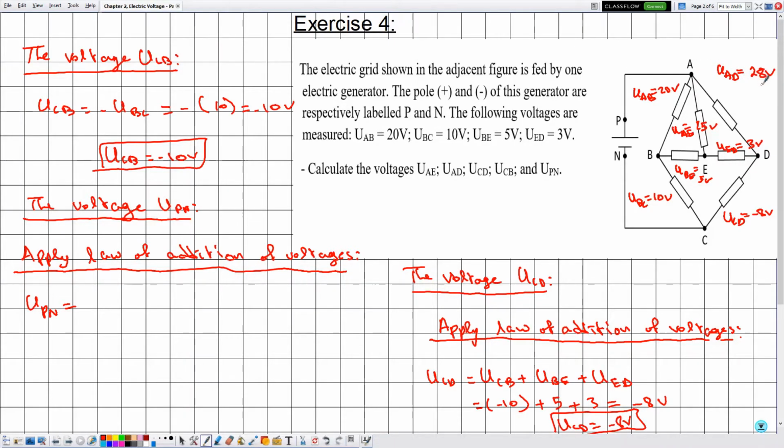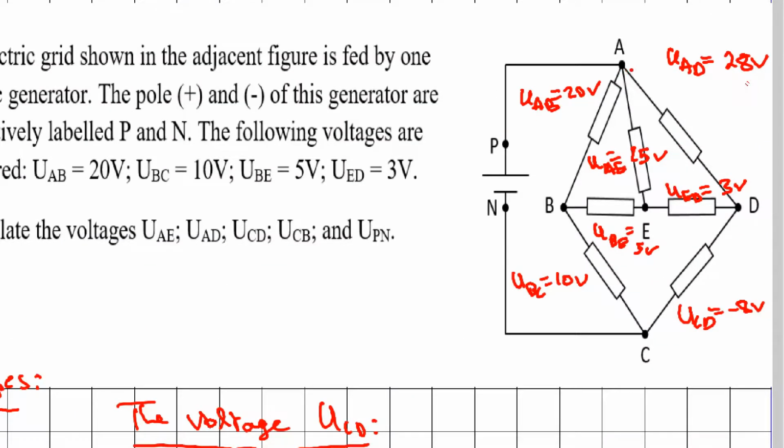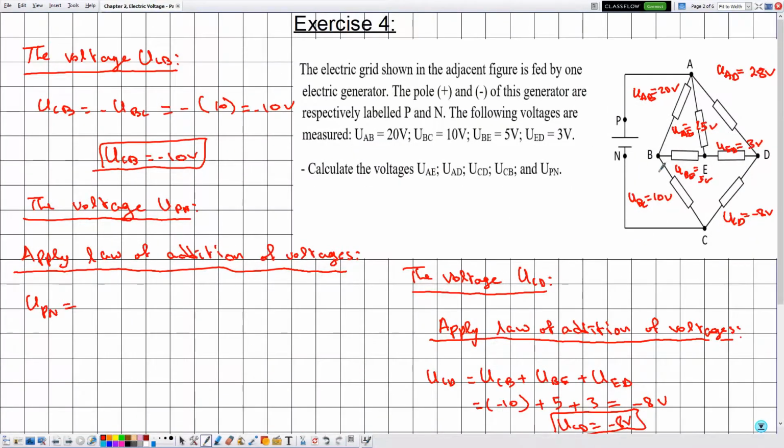So here for example we can go from P to A to B, B to C, C back to N. So this is one example. Another choice, we can go from P to A to E, E to D, D to C, C back to N. Another choice of a loop is given by P to A to D, D to E, E to B, B to C, C to N. But here we will choose the shortest, easiest path.